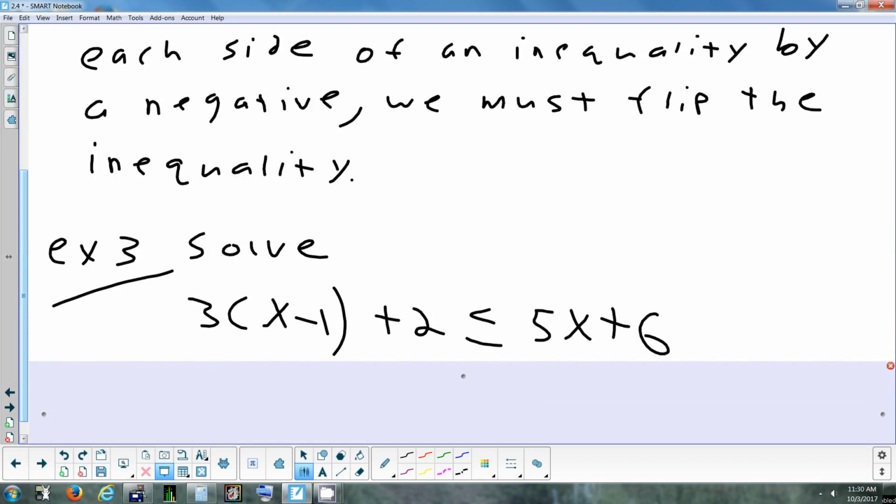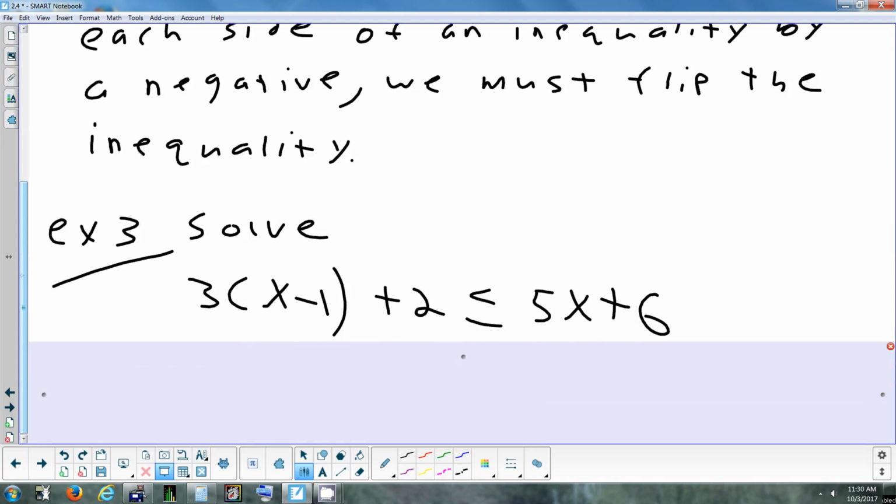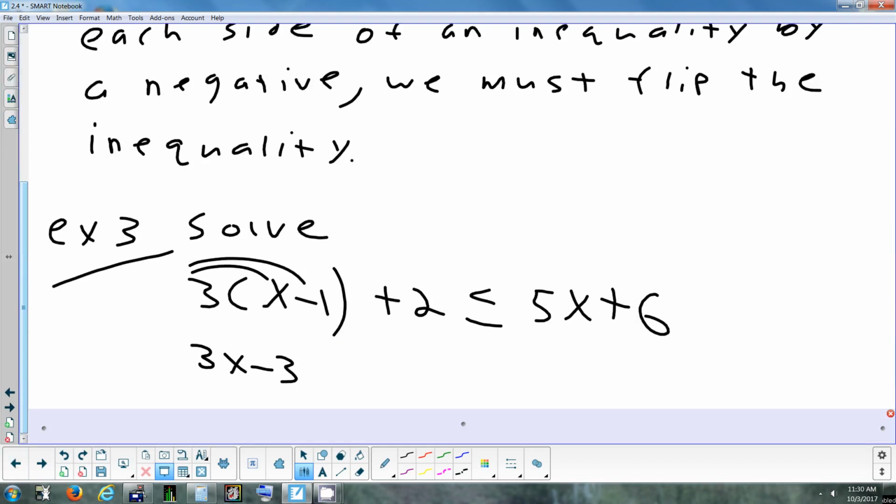Okay, so let's see if we can solve this one. All right, so Curtis, what would be my first step to solve that? First you distribute the 3 into the x minus 1. Yep. So 3x minus 3. So that's your first step. You're going to distribute that out, and let me write down what you just said. So 3x minus 3. Is anything else changing at this step?